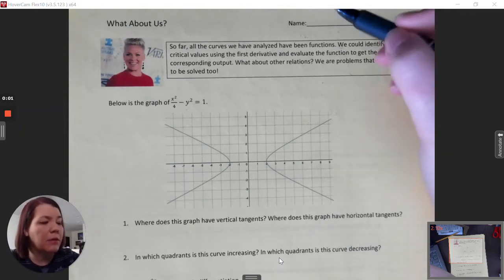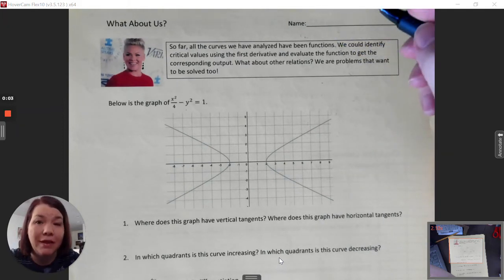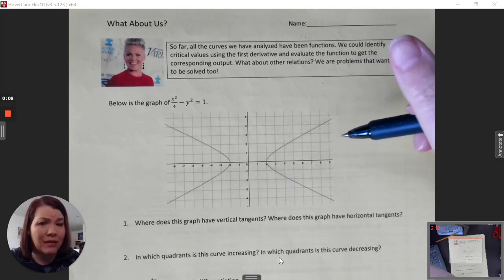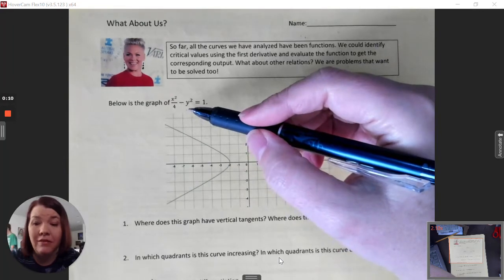Welcome, calculus students. We're going to be talking about topic 5.12 today. So this is the last topic in Unit 5. And if you can't tell from this picture, we're going to be talking about implicit functions.